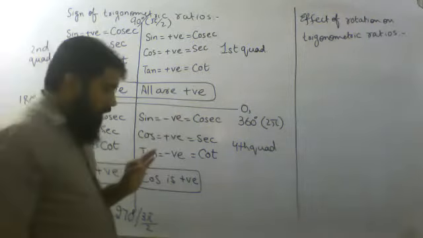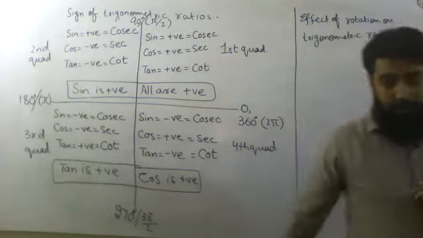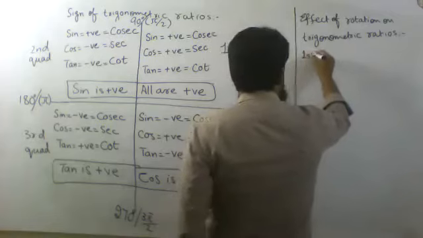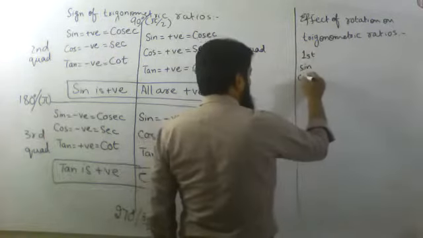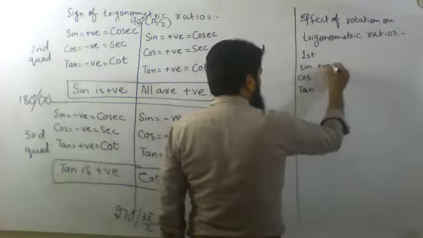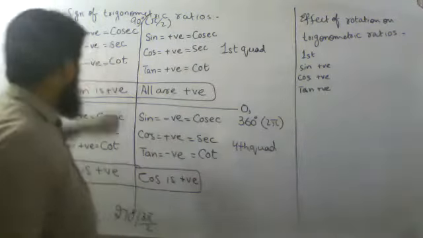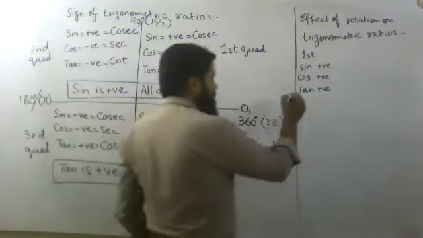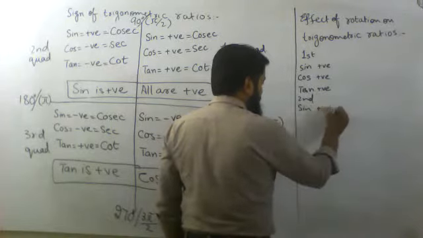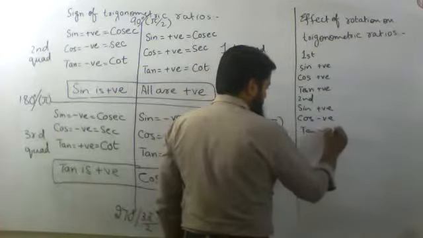This is your counterclockwise movement, which we have covered over here. Okay. In counterclockwise movement, what is happening? In first quadrant, sine, cos, tan, all are positive. Okay. In second quadrant, sine positive, cos negative, tan negative.